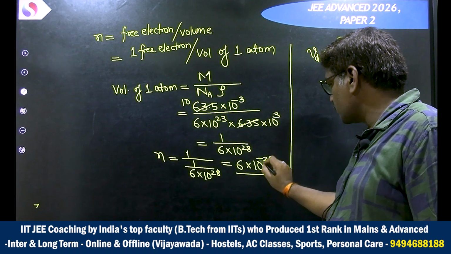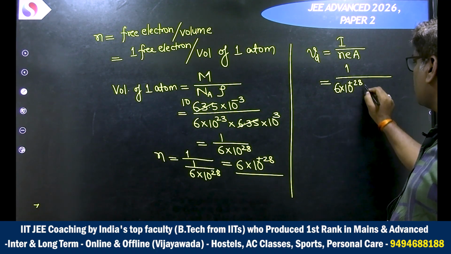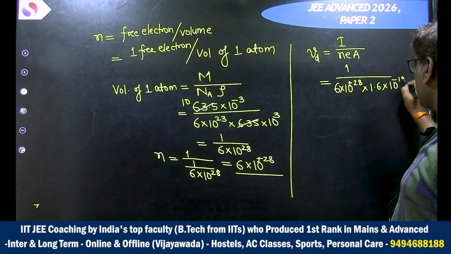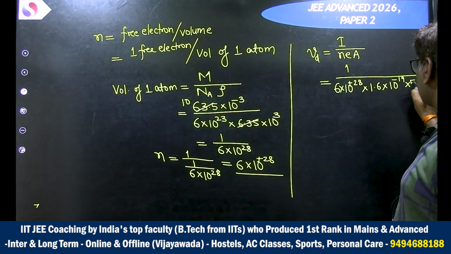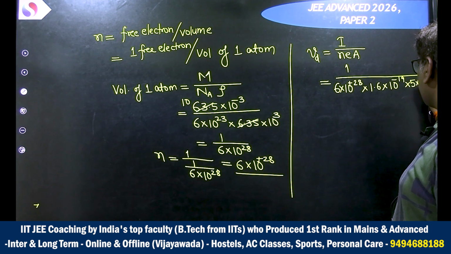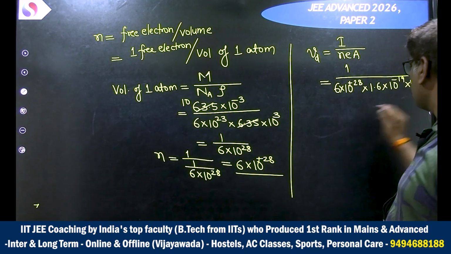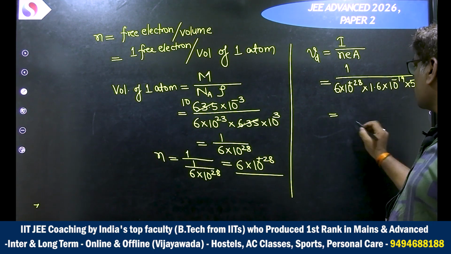No, this is also plus 28, right? So this is plus 28. E value will be 1.6 into 10 to the power minus 19, and the area is 5 into 10 to the power minus 7. It is 0.5 millimeter square, means 5 into 10 to the power minus 7. So we can easily solve this thing.